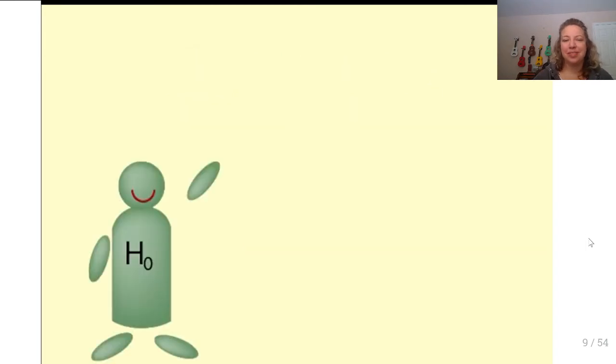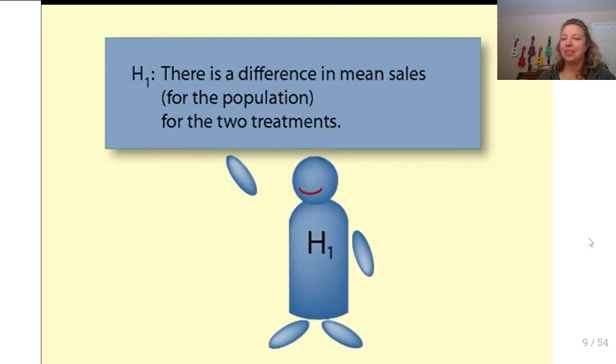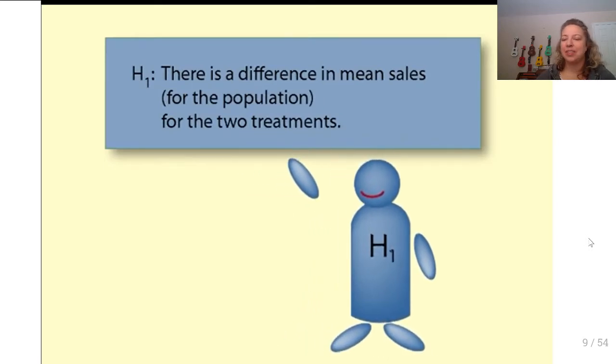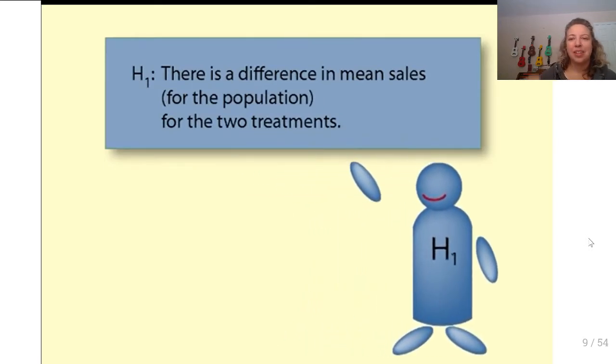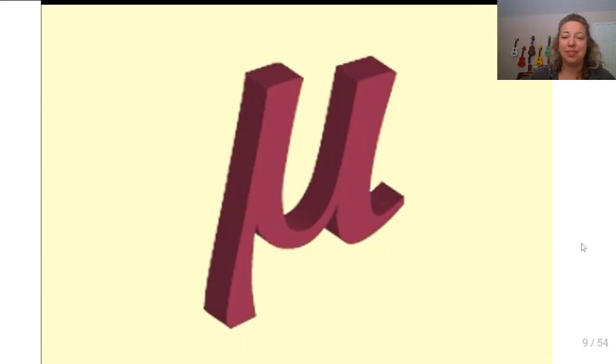The null hypothesis can be written H0, there is no difference in mean sales for the population for the two treatments. The alternative hypothesis is written H1, there is a difference in mean sales for the population for the two treatments. Now this has two, Helen thinks the sales could go up or down as a result of offering a free sticker. Written in mathematical terminology, we use mu, a Greek letter to represent the population mean.